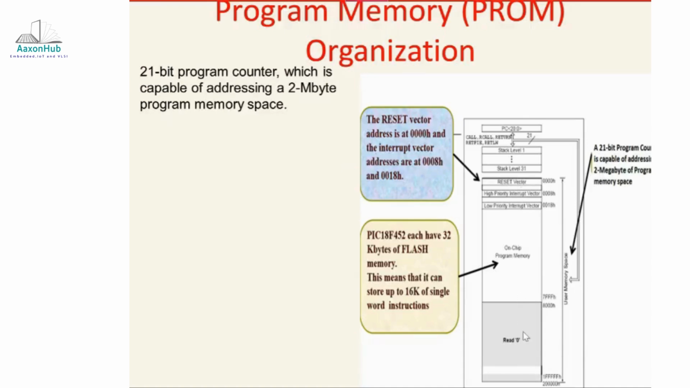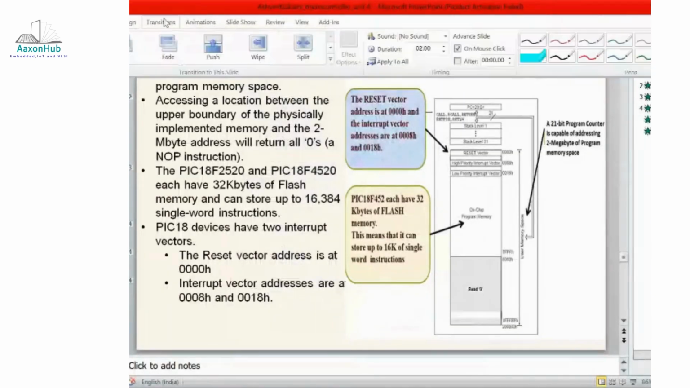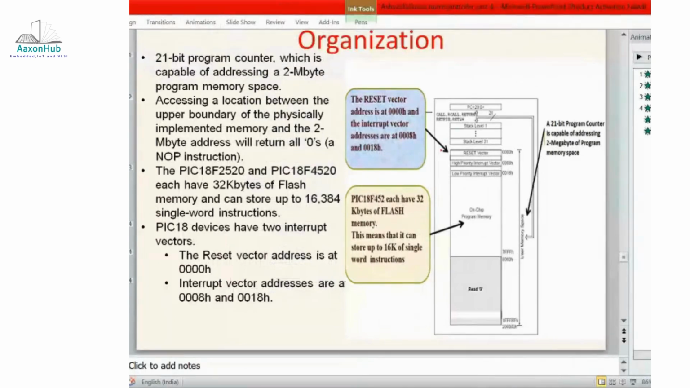So this 2 MB of program memory space is divided into three parts. First part is reset vector. Second part is low and high priority interrupt vector. And third part is on chip programmable area. Clear? So in that manner, you can access this particular memory with three ways. Either you wanted to utilize this as an interrupt vector table, IVT.